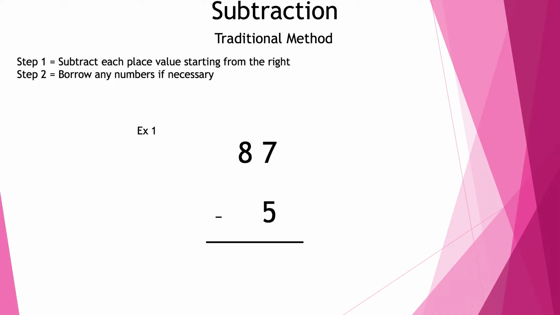So let's take a look at this first example. Before we do that, let's take a look at the steps. Step 1: subtract each place value starting from the right. Step 2, borrow any numbers if necessary.